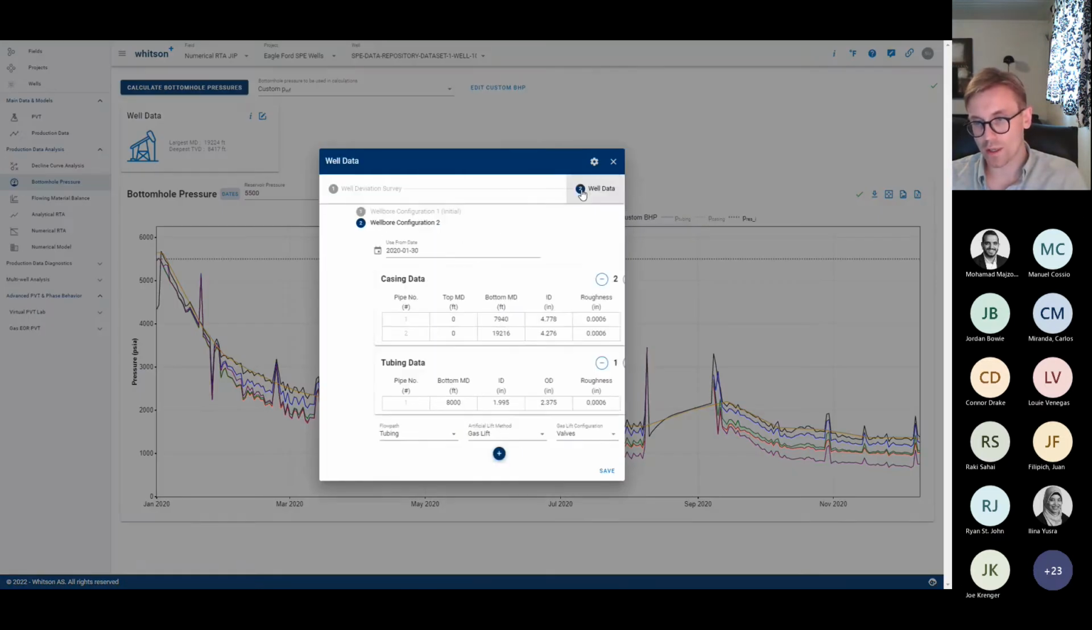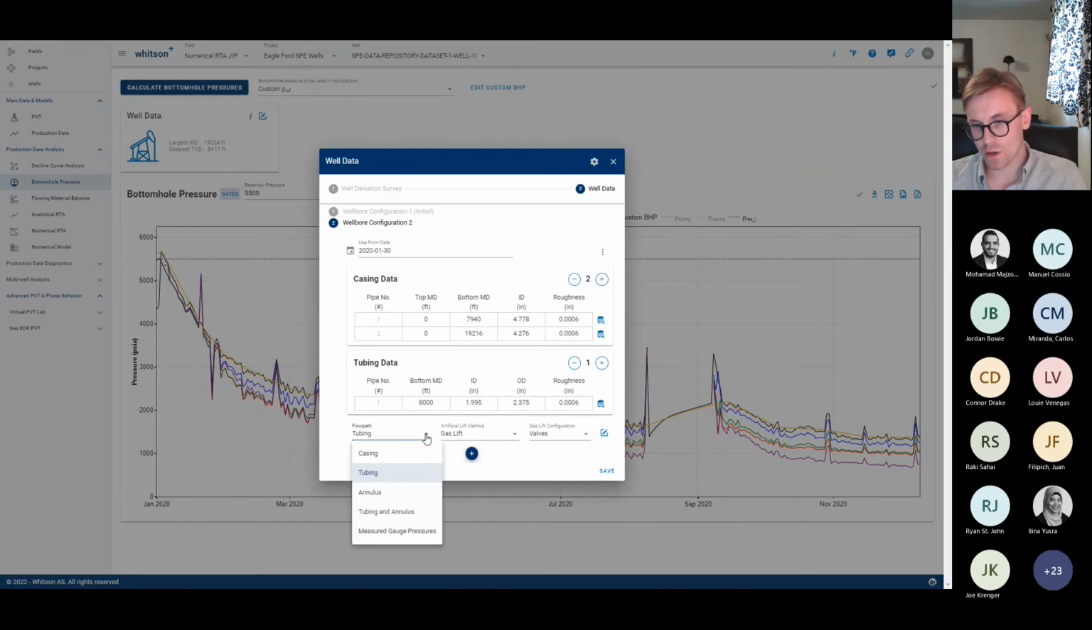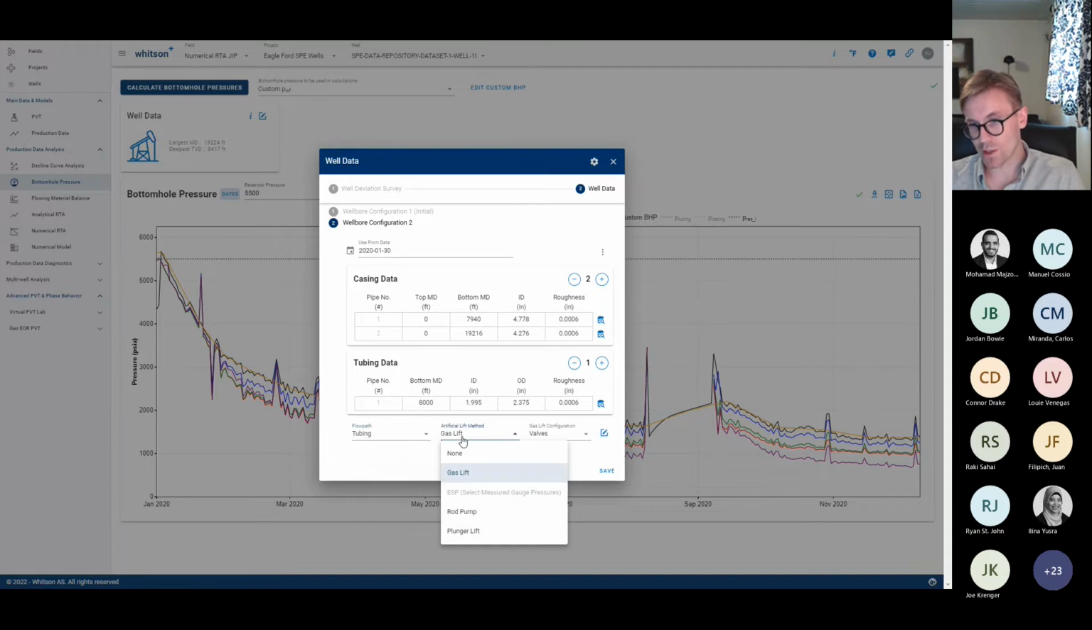For those of you who are running different types of lifts, for instance, we support casing, tubing, annulus flow. If you have co-flow through tubing and annulus, we can do that. If you have measured gauge pressures, for instance, from an ESP, we can convert the measured gauge pressures from the gauge down to sandface. And also, of course, we support different types of artificial lift. So if you have ESP, then we can account for that as well, as I mentioned, rod pump, plunger, gas lift, or if you just have regular flow.